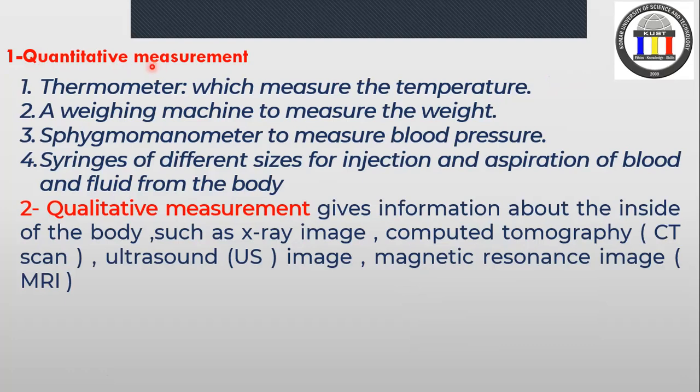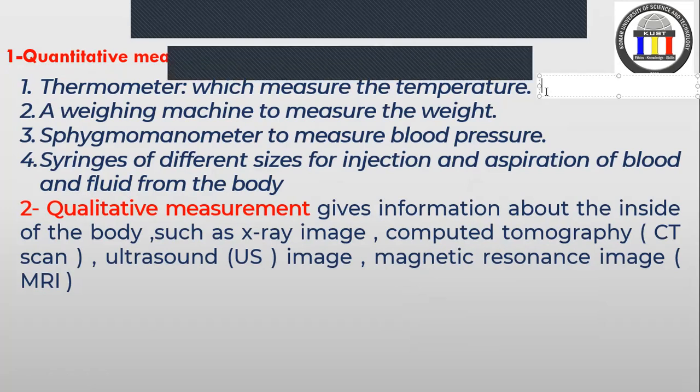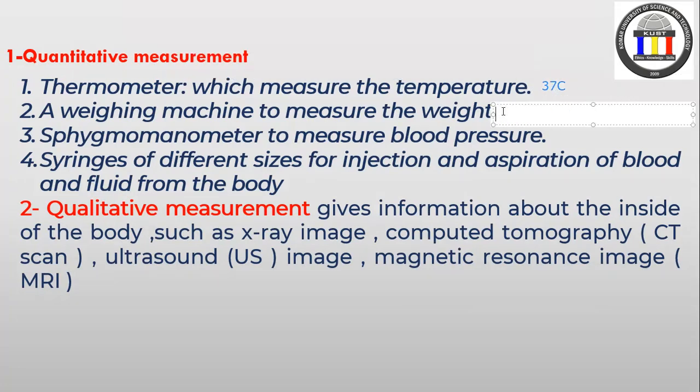We have quantitative measurements, which means we are talking about numbers. So a thermometer, for example, measuring the temperature gives you numbers. If your temperature is 37 Celsius, we are talking about numbers. If we are talking about a weighing machine, which measures weight, and your weight is 80 kilograms, that means you are talking about numbers.